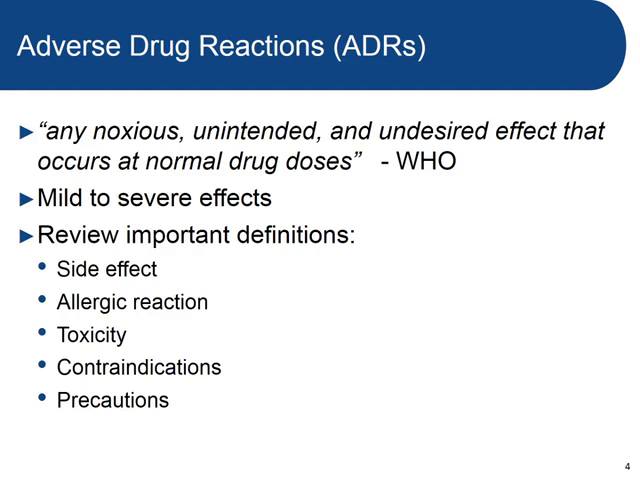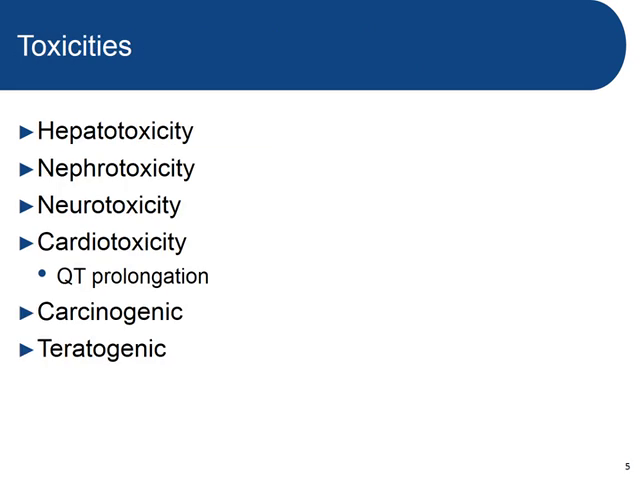Adverse drug reactions is defined by the World Health Organization as any noxious, unintended, or undesired effect that occurs at normal drug doses. These effects could be mild, all the way to severe, all the way to life-threatening. I would like you guys to review these important definitions. They're in your book in Chapter 7. I think it's on the first or second page of Chapter 7. Please review these definitions. We'll be using these terms throughout the course.